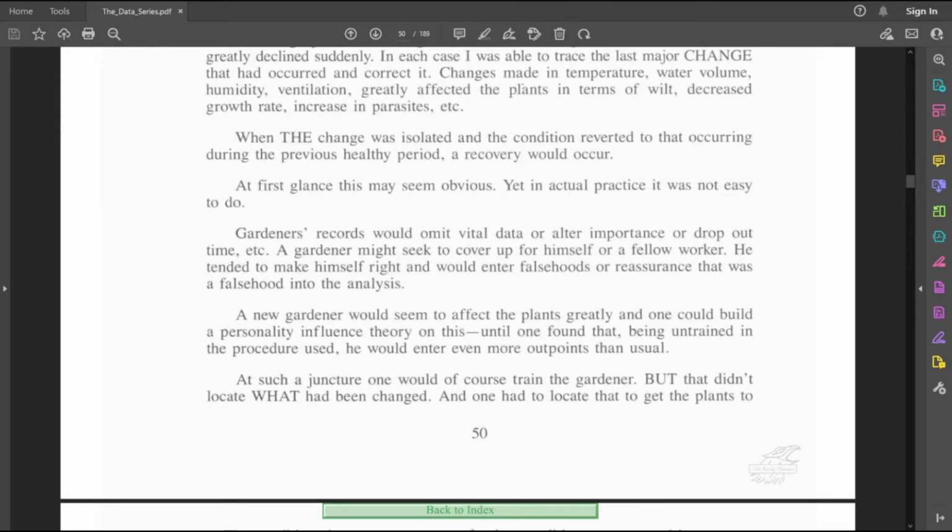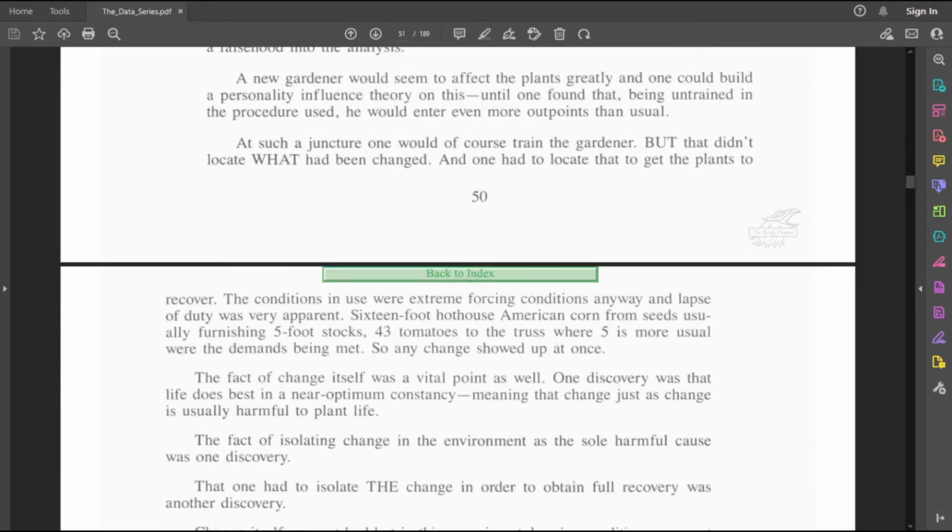Gardeners' records would omit vital data or alter importance or drop out time, etc. A gardener might seek to cover up for himself or a fellow worker. He tended to make himself right and would enter falsehoods or reassurance that was a falsehood into the analysis. A new gardener would seem to affect the plants greatly, and one could build a personality influence theory on this until one found that being untrained in the procedure used, he would enter even more outpoints than usual. At such a juncture, one would of course train the gardener, but that didn't locate what had been changed, and one had to locate that to get the plants to recover.